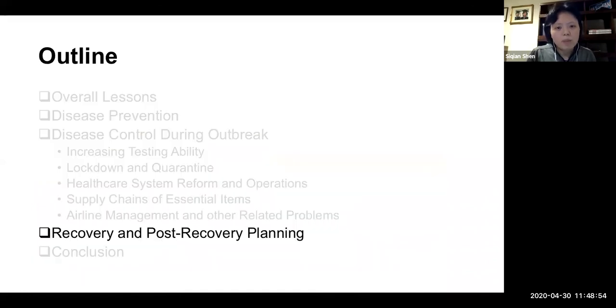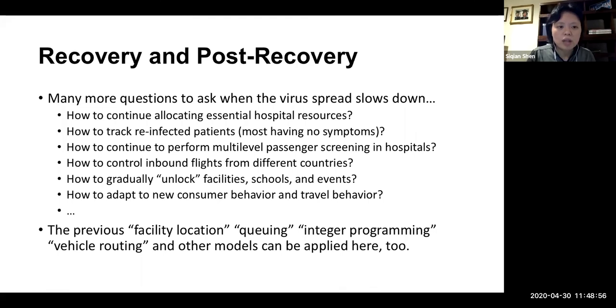Okay. The last part, I would like to quickly mention a lot of questions we also need to think about when we are in the recovery and post-recovery phase. That's a lot of problems that, if you read the news, China is facing right now. So how to continue allocating the essential hospital resources in that phase is very important. And also you need to track the reinfected patients, and most of them actually have no symptoms of COVID-19. And then how to continue to perform multiple-level passenger screening, in hospitals and airports and so on and so forth.